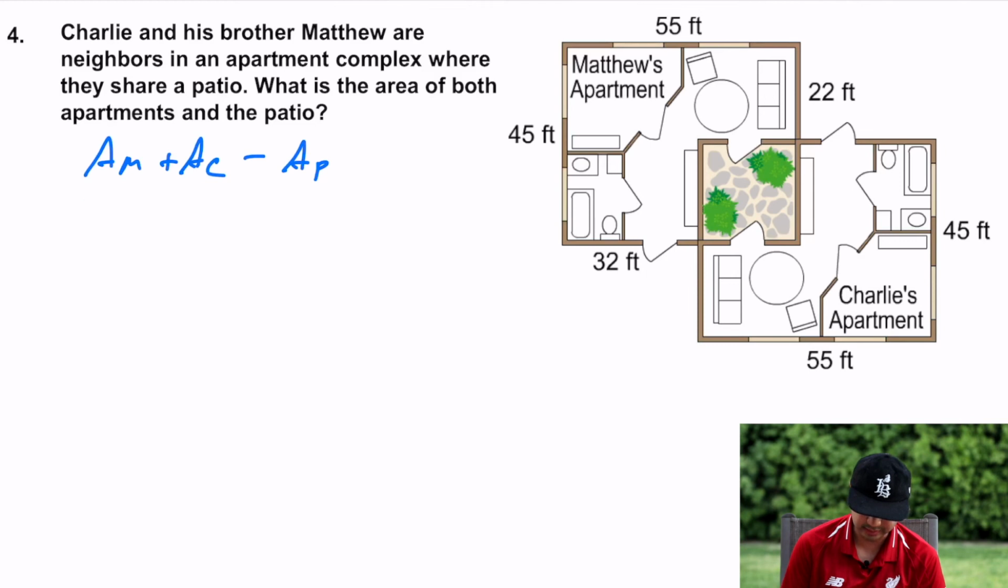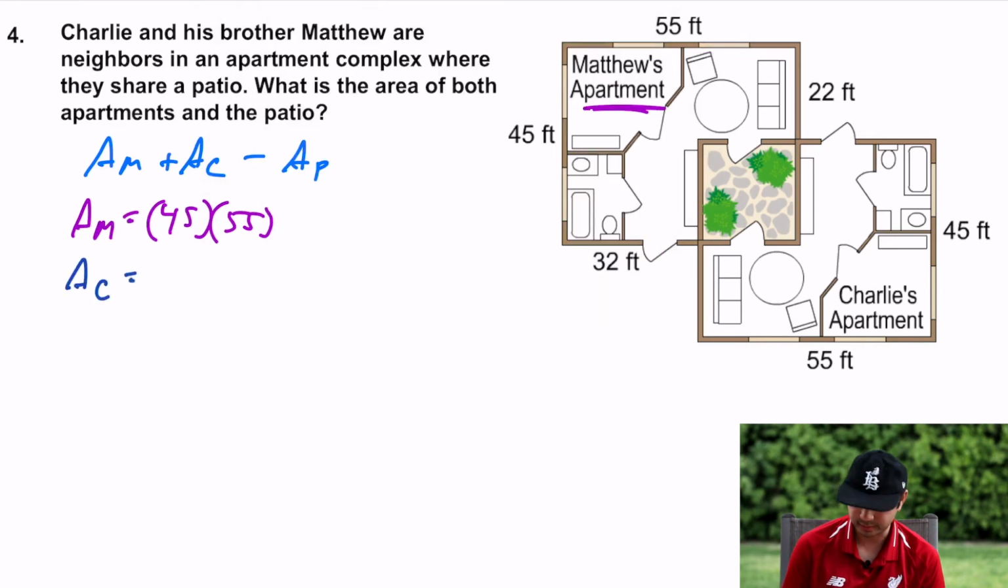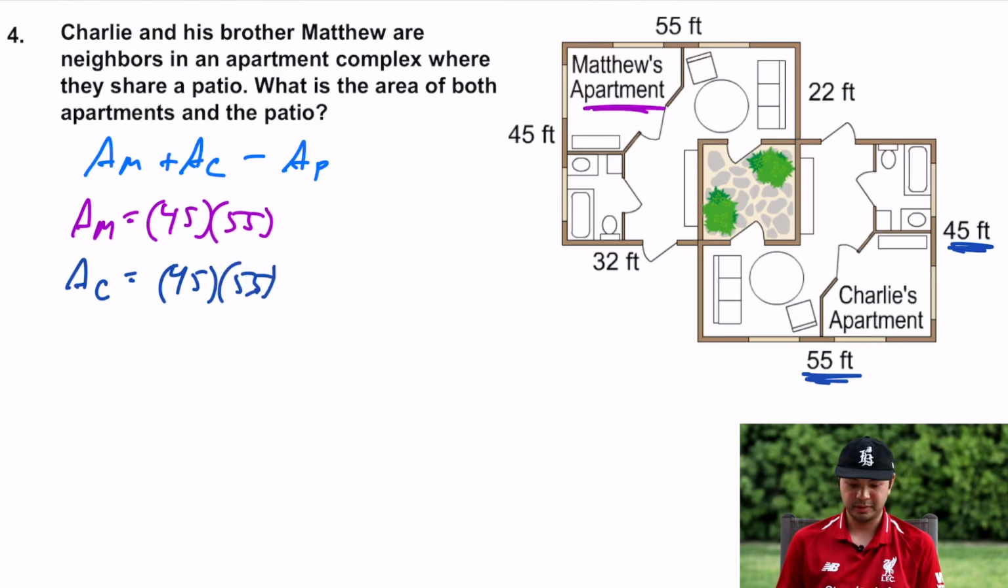So let's do this in different colors here. Matthew's in purple. Area of Matthew is length times width, so 45 times 55. Don't get fooled by this 32. That's not the entire apartment. 55 is it. Okay, easy enough. Area of Charlie's apartment is 45 by 55. Okay, so 45 by 55 again. So they're the same exact size.